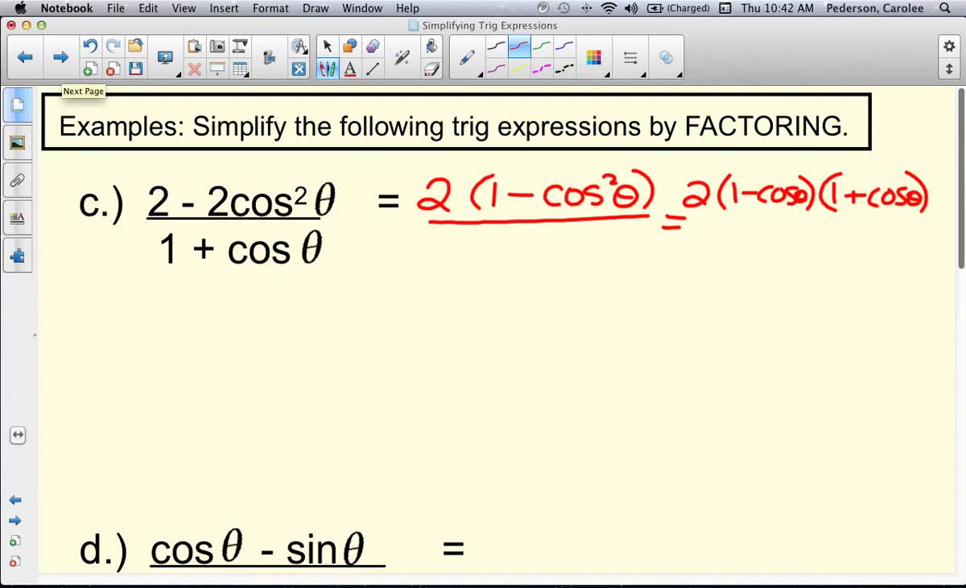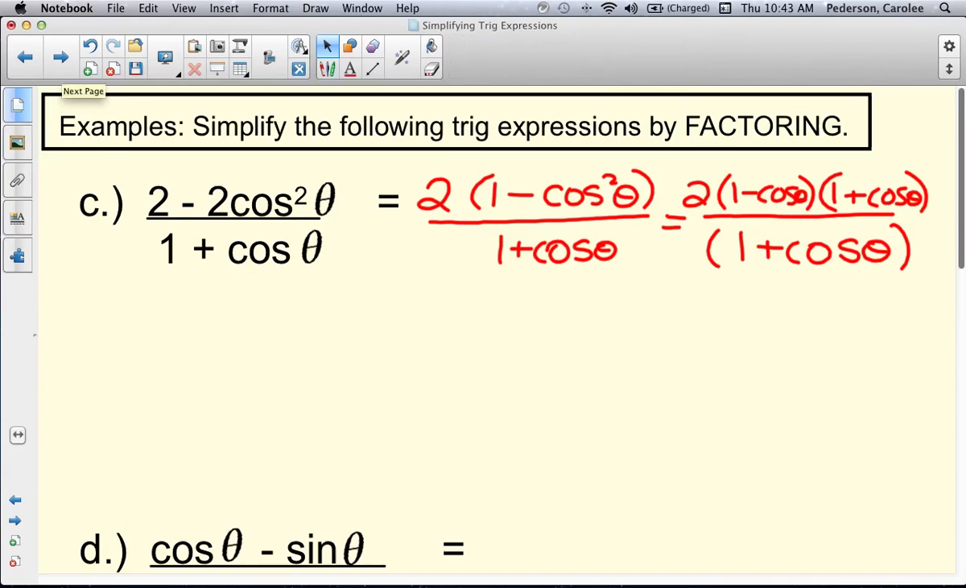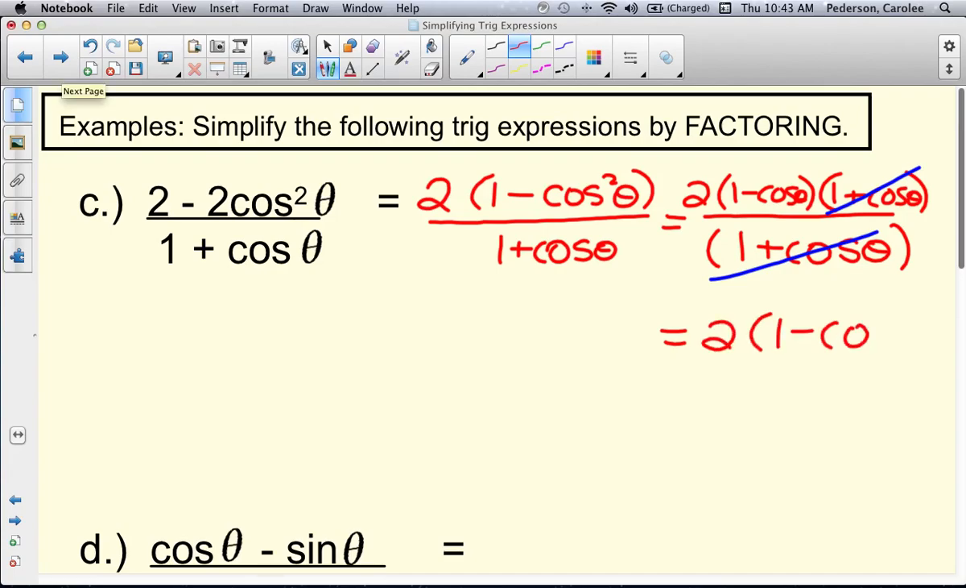In the denominator, there's nothing to factor. I'm just rewriting it. And then over here, rewriting it again. Notice that a common factor will cancel out in the numerator and the denominator. In this case, the 1 plus the cosine of theta and the 1 plus the cosine of theta will cancel out, and we're left with 2 times 1 minus the cosine of theta.